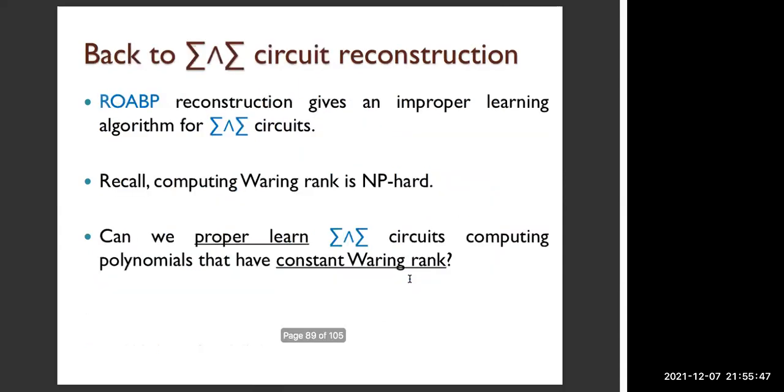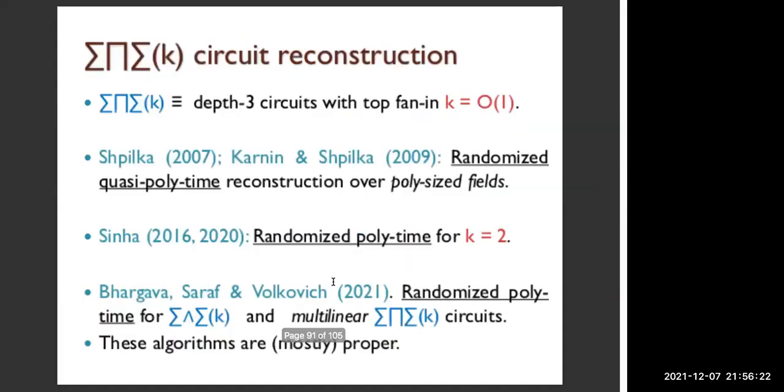What I'll go into, if you allow me another 2 minutes, I'll just quickly show. The last bit is, let's come back to Waring rank. We did improper learning, but let's ask again, what about proper learning? I know it is hard, but what exactly can we do? Can we, for example, do proper learning of powering circuits when the top fan-in is a constant? It turns out that we can. If the Waring rank is a constant, then we can actually learn it in polynomial time.